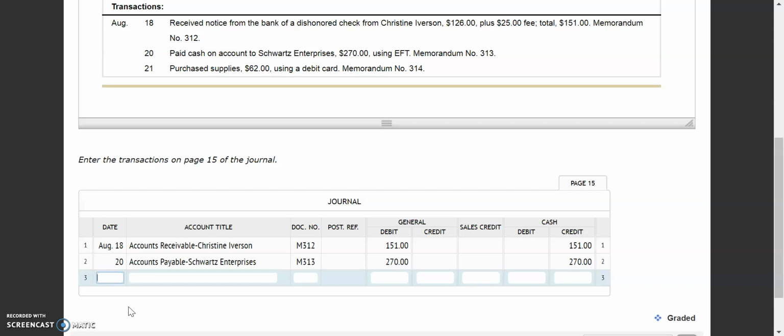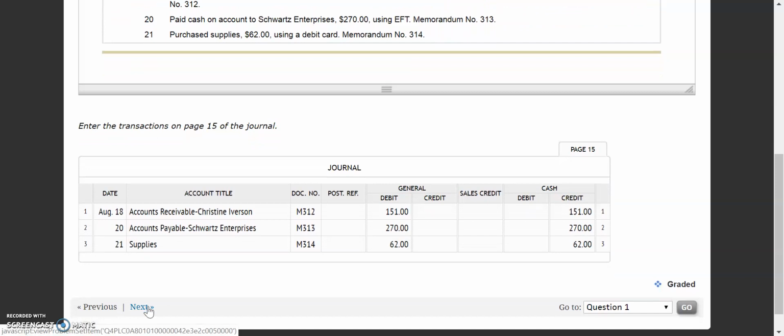And then our last transaction is on August 21st. August 21st, we purchased supplies for $62 and we used a debit card. So once again, we didn't write a check, so we have to use memorandum. However, still recorded the same way. So 21st, we received supplies. This is M314. So supplies is going up with a debit of 62, and our cash is going down with a credit of 62.